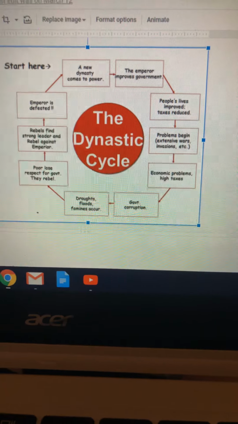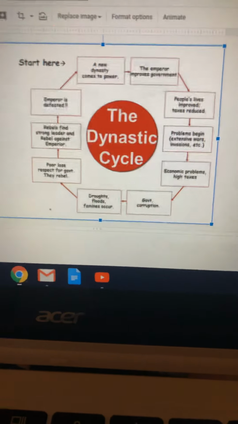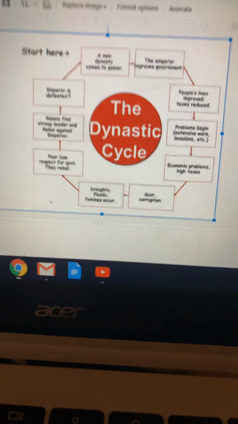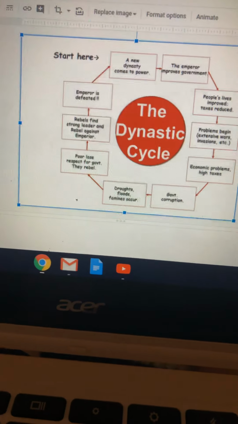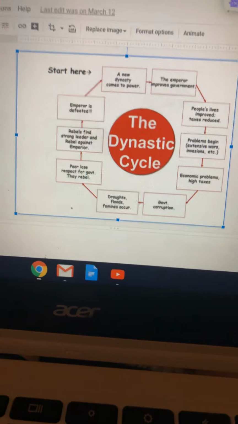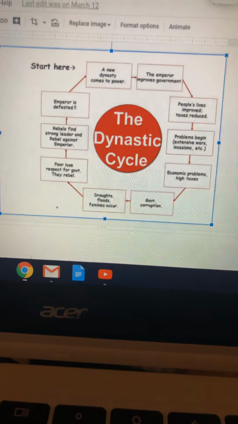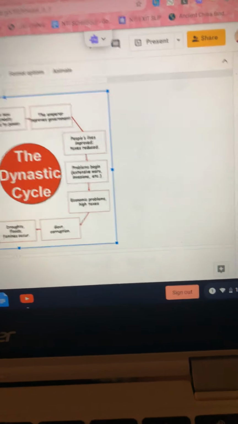They're going to have a lot of trading. But with that comes problems. There's going to be extensive wars. There's going to be people invading their country. Their economy is going to start going down. Taxes are going to get higher. There's going to be corruption in the government. And what this is going to lead to is a lot of bad things.